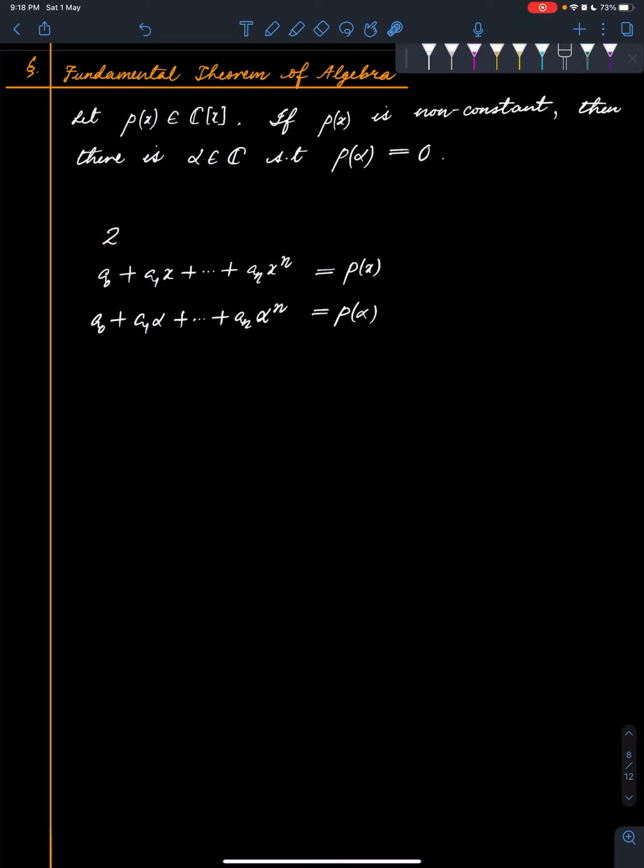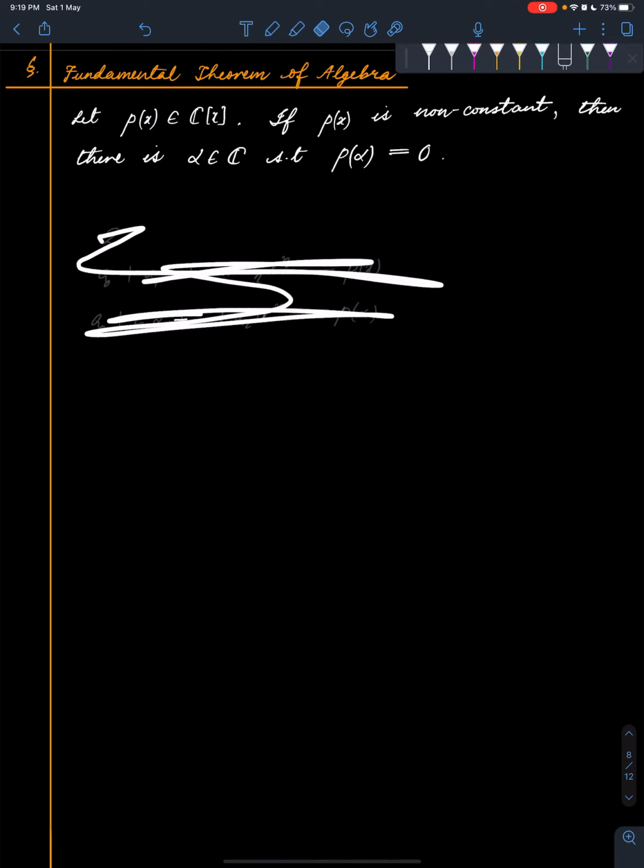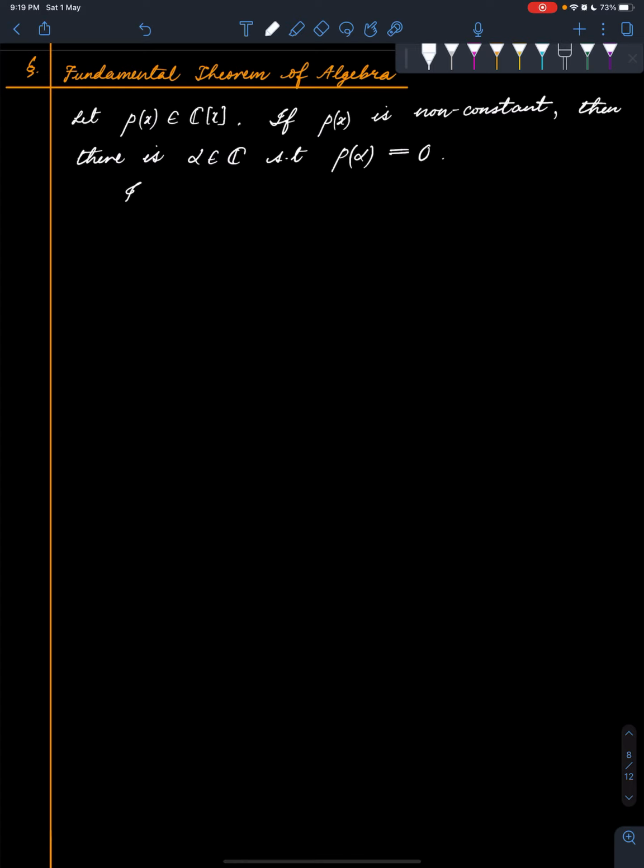But as soon as you have some other polynomial, the theorem says that there is an alpha which satisfies this, and such an alpha is called a root. Let me erase this thing. In other words, every non-constant polynomial over C has a root.